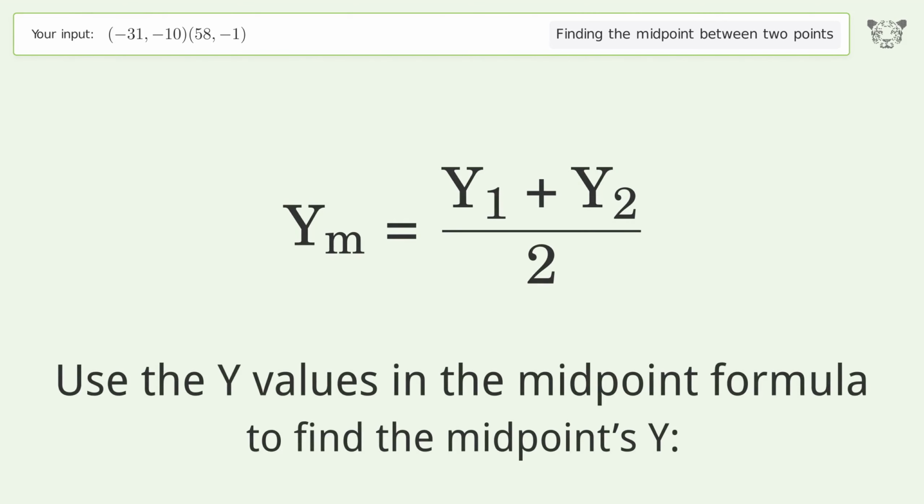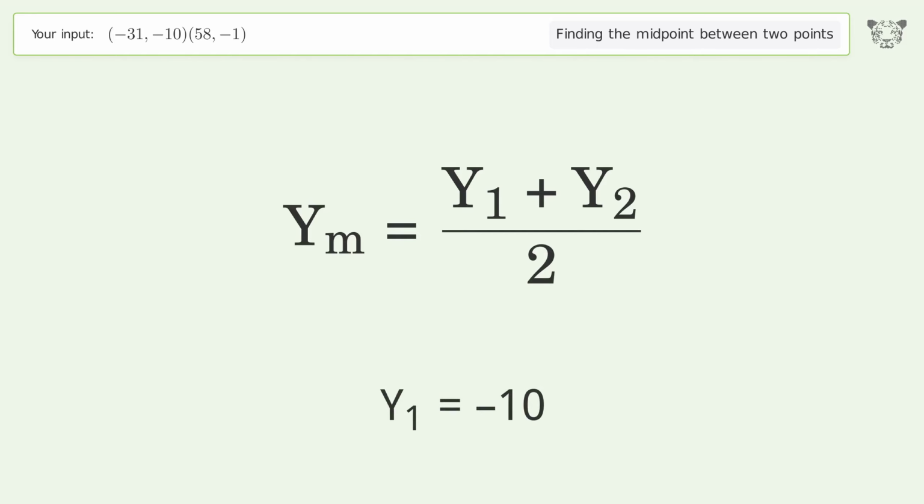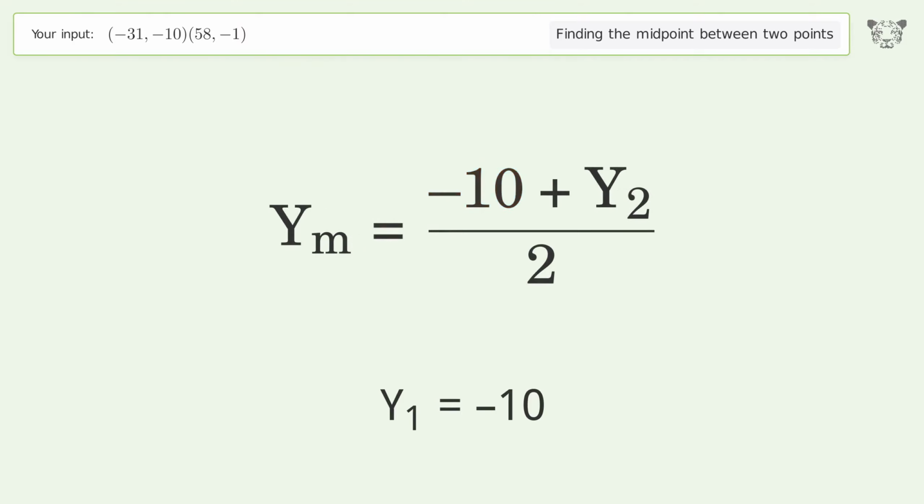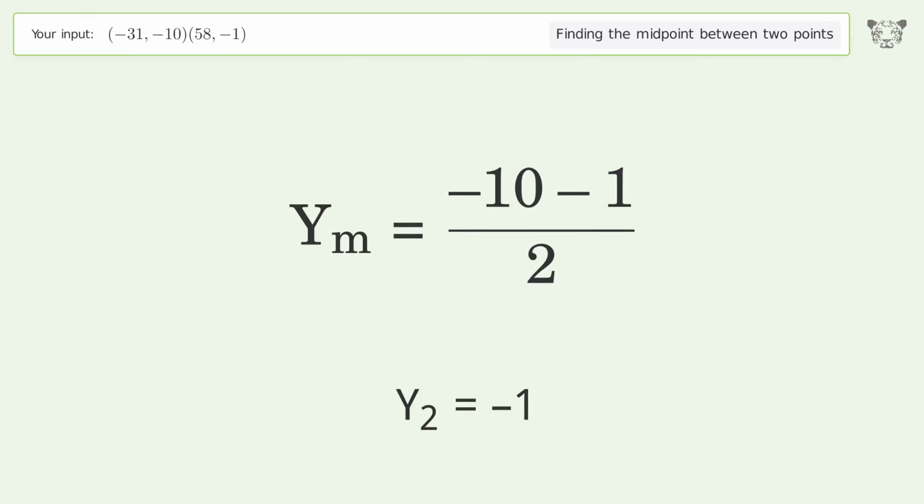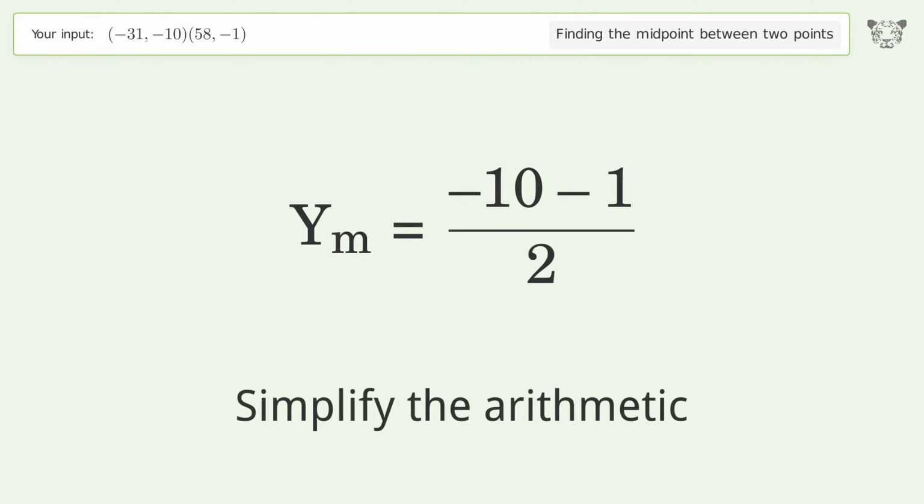Use the y values in the midpoint formula to find the midpoint's y. y1 equals negative 10. y2 equals negative 1. Simplify the arithmetic.